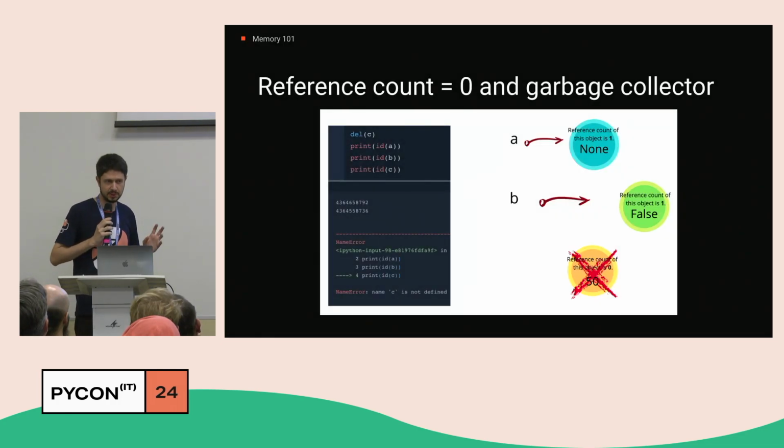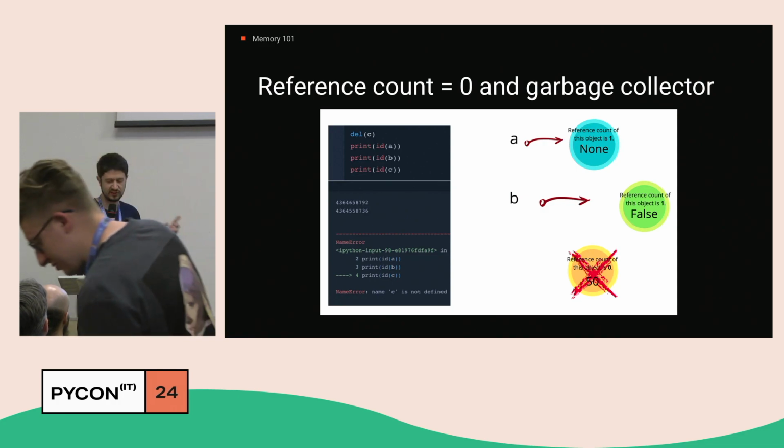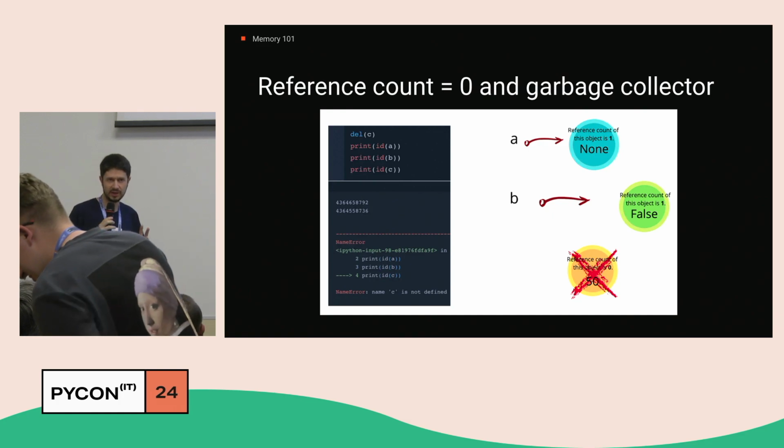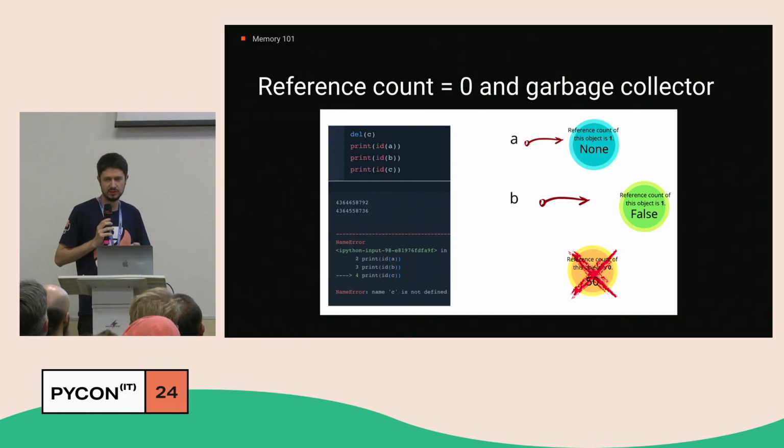And we can push even further, using the del statement to remove the reference that C was pointing to the value 50. Now, nobody else is pointing to 50, so the reference count is going to reach 0. And then the garbage collector is going to kick in, grab the memory, and release it back to the operating system.